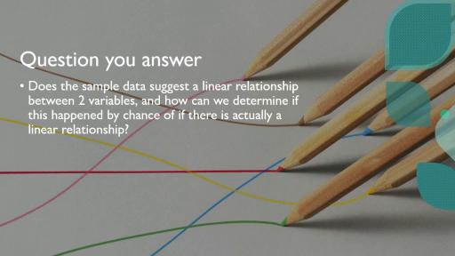So why do we do this test? It answers the question: does the sample suggest there's a linear relationship between two variables? And how can we determine if this happened by chance or if it's an actual linear relationship? So this is doing the actual test of it. Unlike the interval, which is telling you the range of numbers, this is saying, is it this number or not? And that's the question that we are answering here.